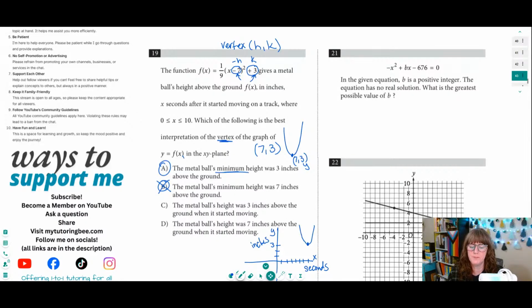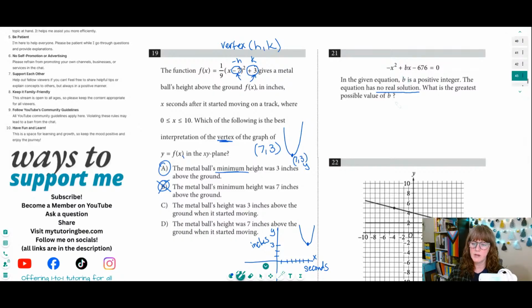Okay, 21. In the given equation, b is a positive integer. The equation has no real solution. What is the greatest possible value of b? All right, so we don't know what b is. We just know that it is a positive integer.